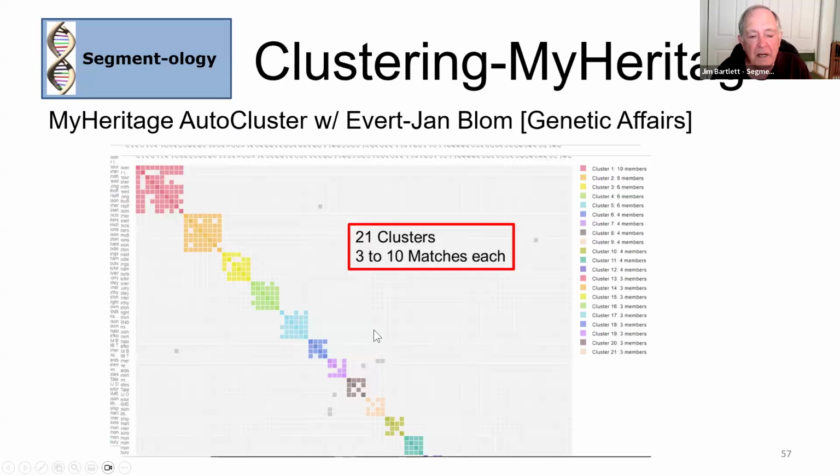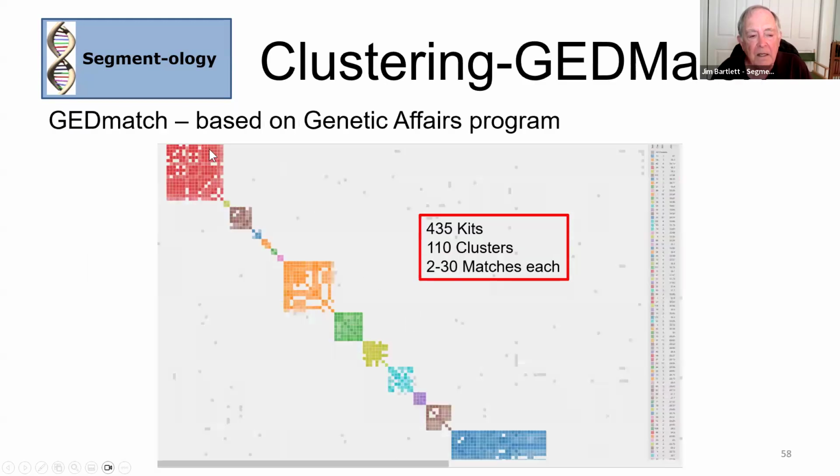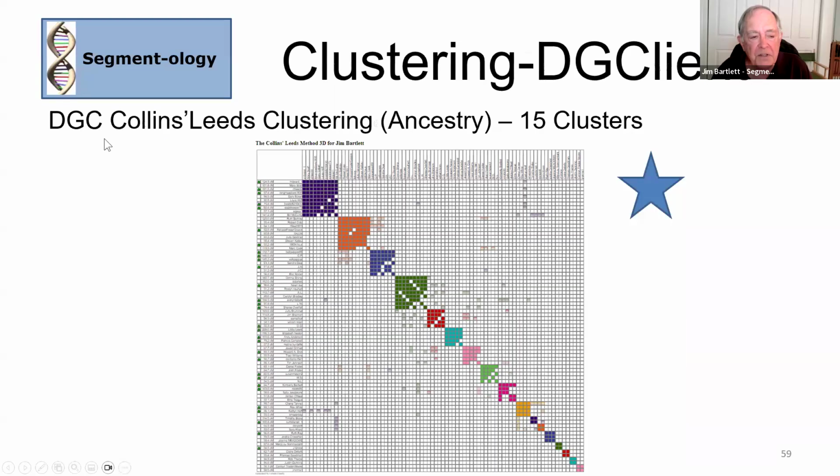I don't know if I have some examples. This is what it looks like at MyHeritage, 21 clusters. And each one of these would go back to one common ancestor. Here it is based on Genetic Affairs at GEDmatch. This was 435 kits, 110 clusters. This is just a portion of them. This is the DNA GEDCOM client clustering method. And I adjusted the amount, so I got 15 clusters there, and they align pretty well with my 16 ancestors at one level, with one cluster for each one of the ancestors there.